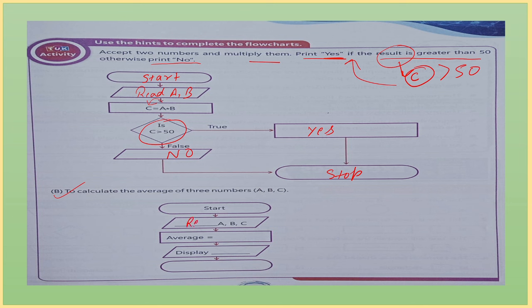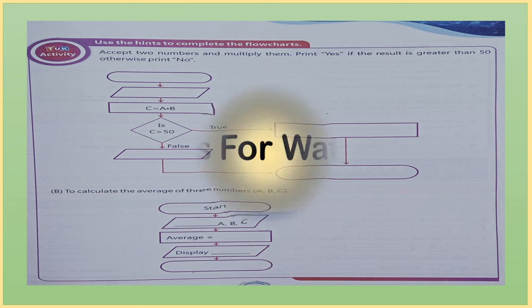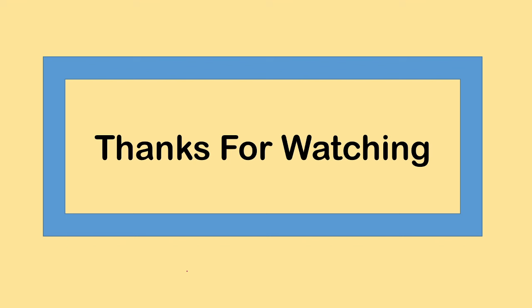Next question: calculate the average of three numbers A, B, C. So here you first write start. After that you read these three numbers, read A, B, C. To find the average value you have to write the formula (A plus B plus C) divided by 3, and then write the display, because you have to display the average, and at the end you have to write the stop box. Clear?